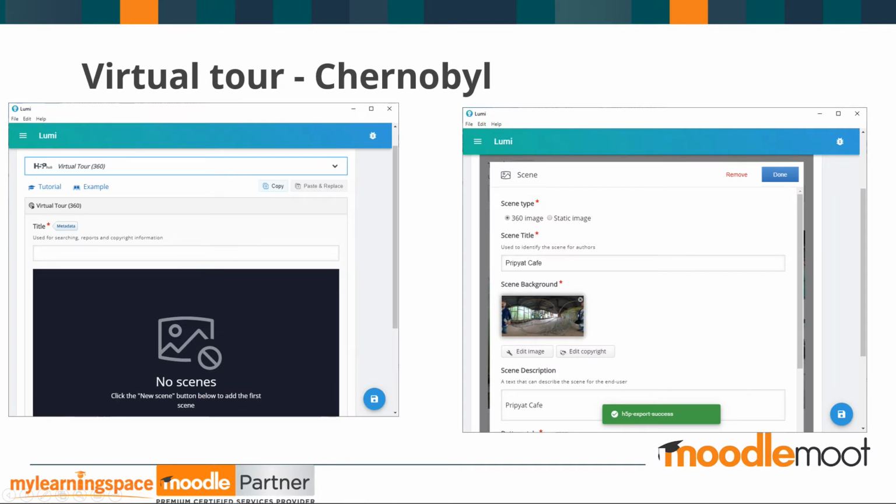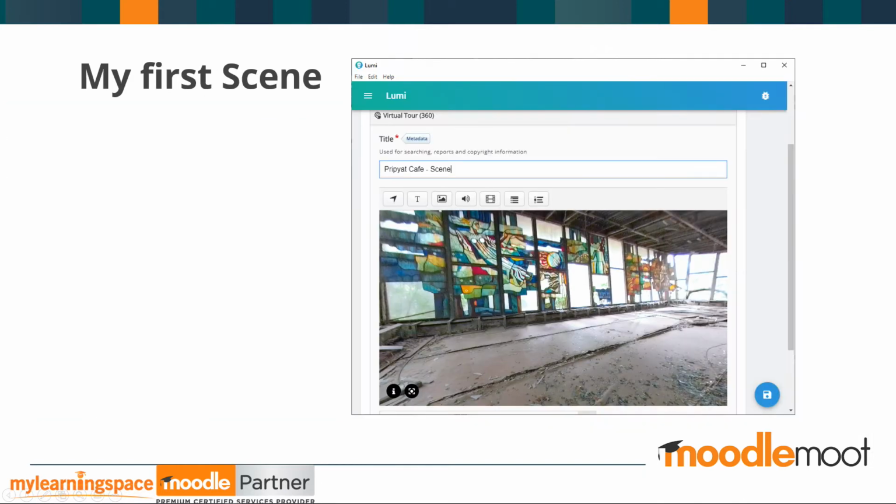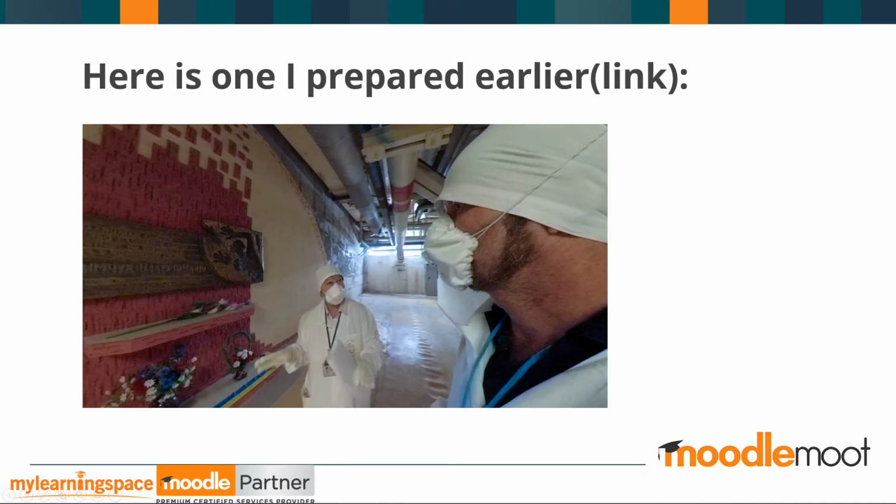I pick my virtual tour, I upload a 360-degree image, give it a label, and then I go save. And then what I have is my interactive content. So I'm going to show you one I've prepared earlier, and then I'll show you how to make it. So at the moment I'm just linking through to the events site.